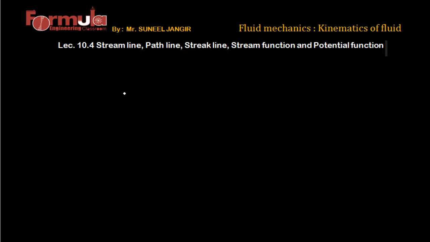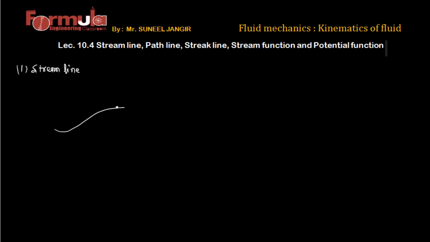We can say that a streamline is a line which is tangent everywhere to the velocity vectors in the flow field. Again, a streamline is a line which is tangent everywhere to the velocity vector in the flow field. So how can we understand this? First we try to define the streamline. Let's suppose we are considering this line, and we are defining this line as a streamline.